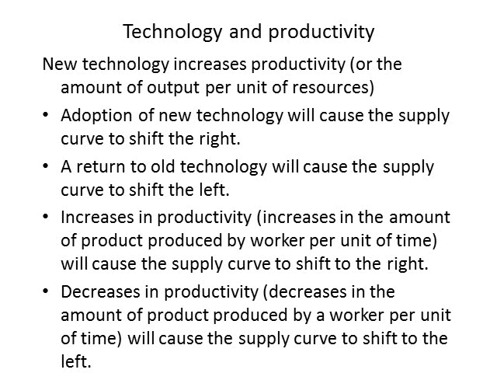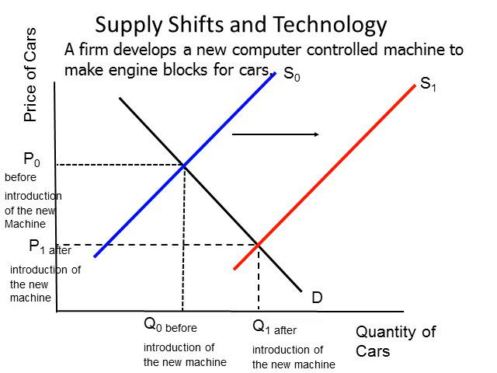If a firm returns to an older method or technology or fails to adopt a new technology, the supply curve for the firm will shift to the left. In general, increases in productivity will cause the supply curve to shift to the right. Decreases in productivity cause the supply curve to shift to the left.